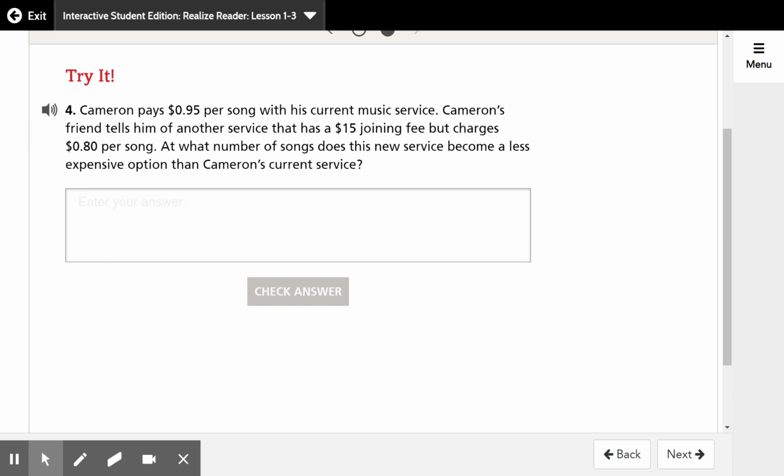And it's going to be the same situation except different numbers. So Cameron pays 95 cents per song with his current music service. Cameron's friend tells him of another service that has a $15 joining fee, but charges 80 cents per song. At what number of songs does the new service become a less expensive option than Cameron's current service?